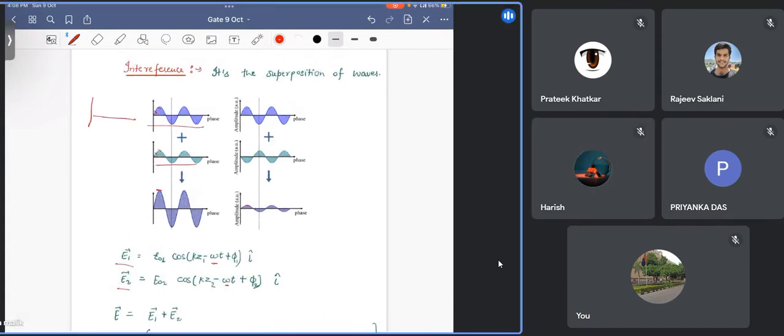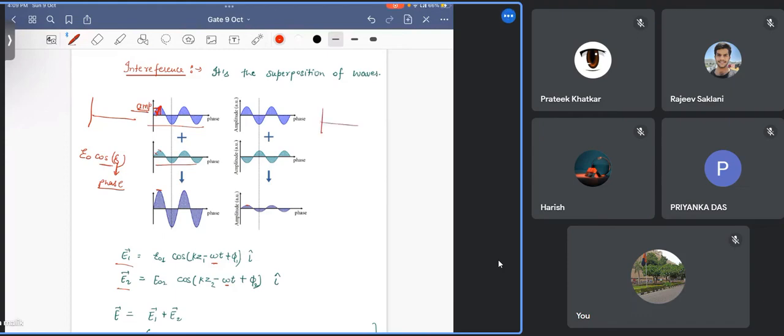If you see any wave, we can represent any simple wave like E naught cos delta. The argument of this cosine function is generally known as the phase. If you try to visualize it, you just try to see what is the value of this function at a given time. The value of this function represents the amplitude of this wave, and this function varies with time. So what is its value at time t1 and t2? This will depend on the phase.